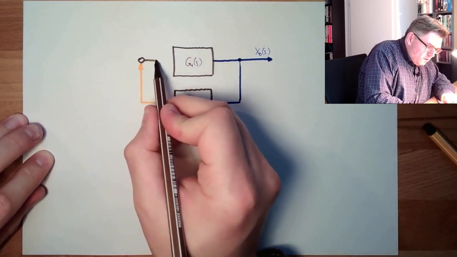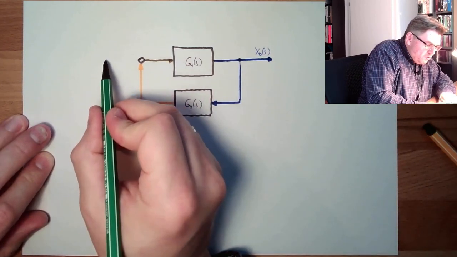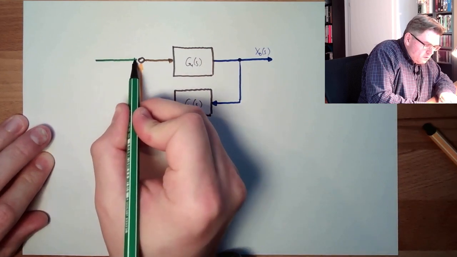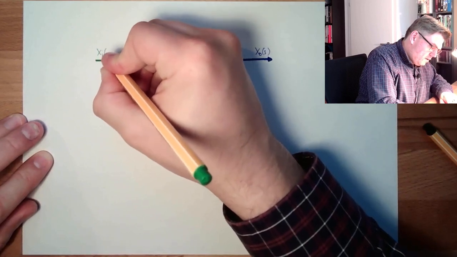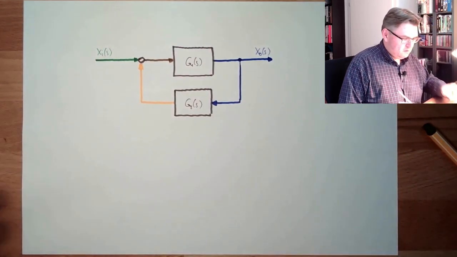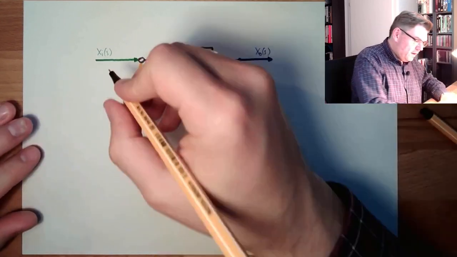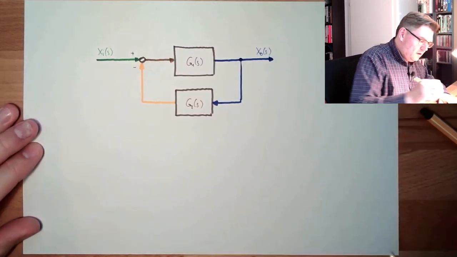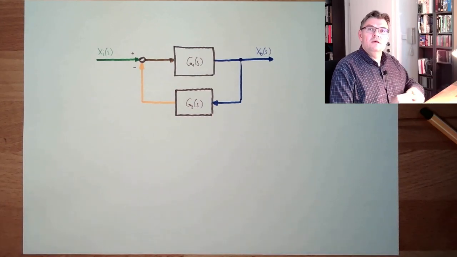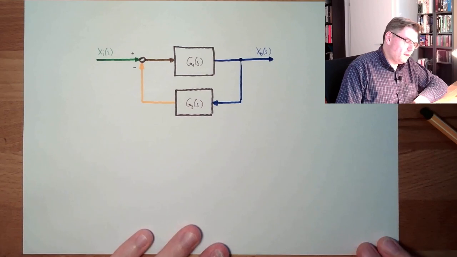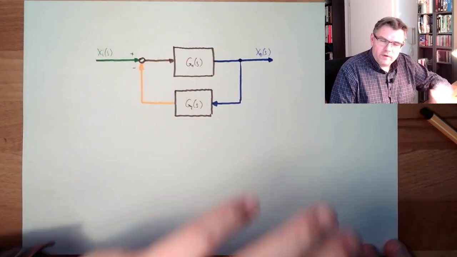Then we move further. And here there's the input, XI from S. And further, this one is added, and this one is subtracted. And I want to calculate a total transfer function of this.